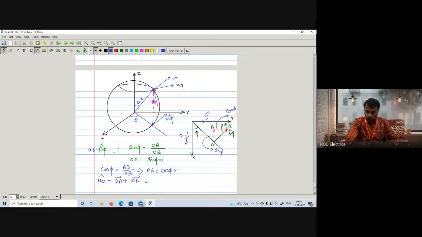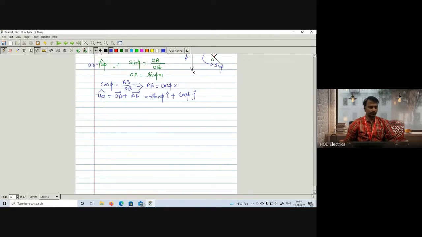Therefore, this is opposite to that, so OA becomes minus i. We can write it as OA, already knowing the magnitude, sin phi times minus i vector. So I am writing here minus sin phi i, plus cos phi along this direction, which will be the j vector. Therefore, we can write it in i, j form.